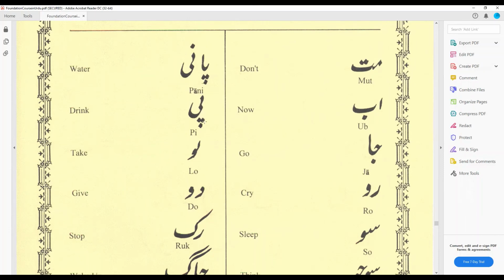Pani pee lo. Look, this is a sentence. Pani pee lo. Drink water. Take and drink water. Lo. Take this. ले लो. कोई भी चीज ले लो. दो. Give me.